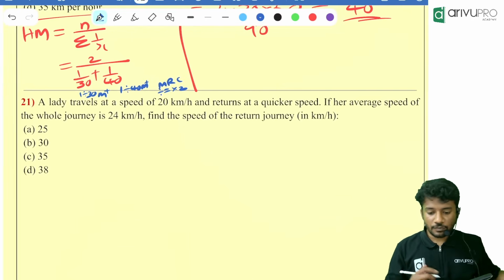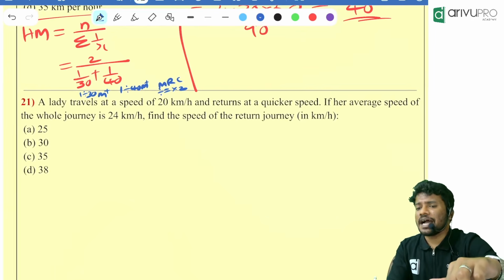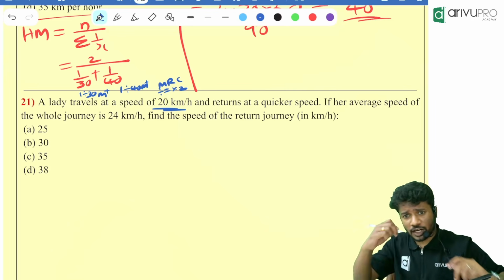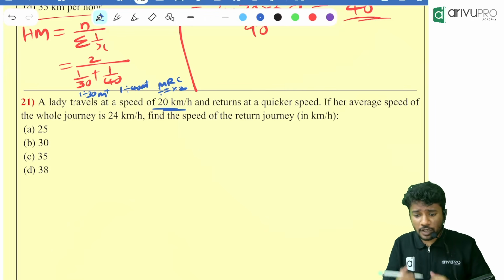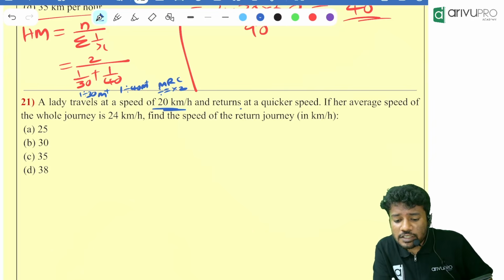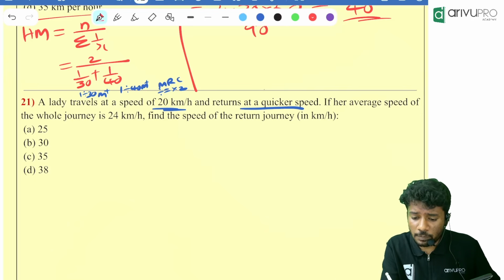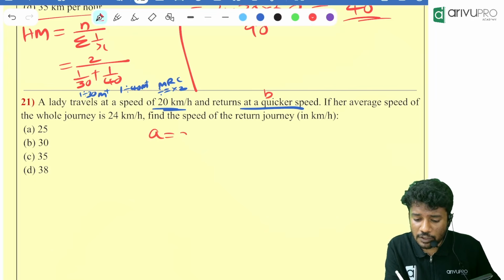Solve it for me. A lady travels at a speed of 20 km per hour. Okay, so the lady is traveling what? 20 km per hour she is traveling. Returns at a quicker speed. Quicker speed means we don't know that extra speed. We don't know the B value. We have the A value. A is equal to how much? 20. B is equal to we don't know.